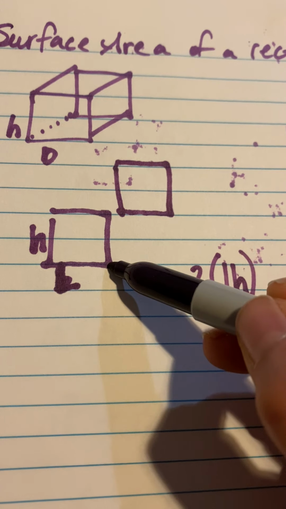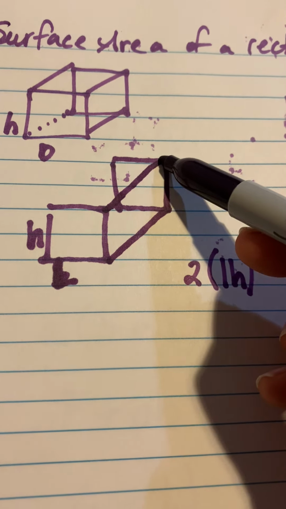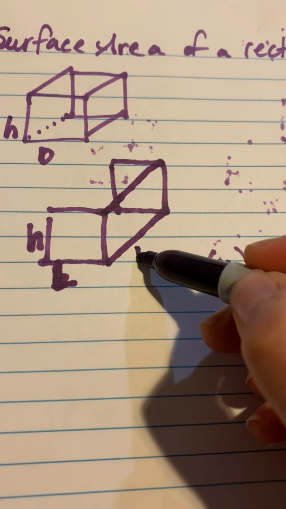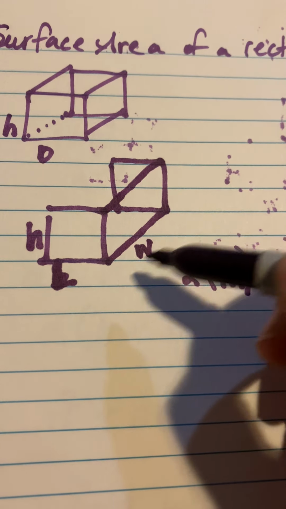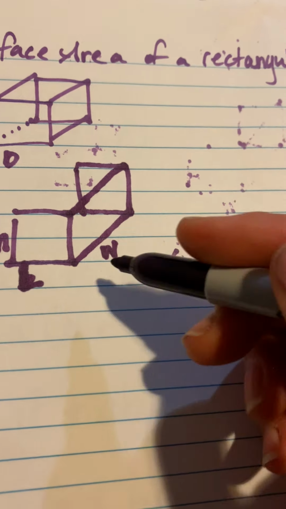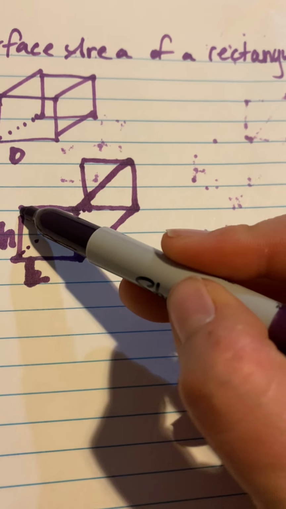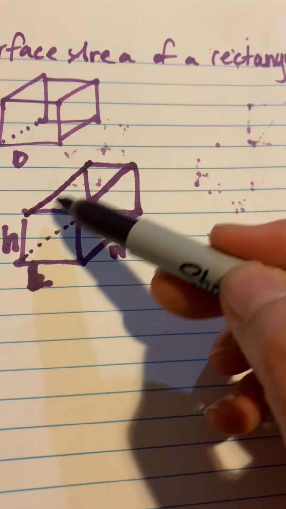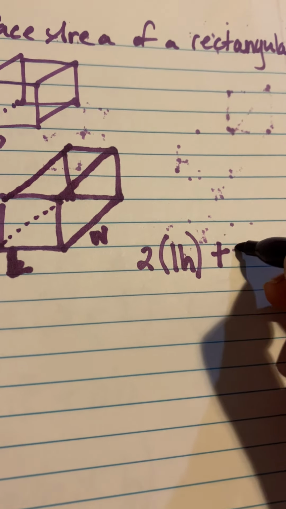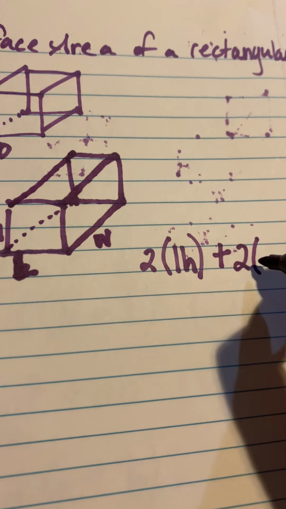Then we have these side pieces. And in this case, it's going to be the width times the height. But we've got 2 of those again, don't we? So this side, that whole side, picture like a big fish tank, the 2 sides of the fish tank. So we've got 2 times width times height.